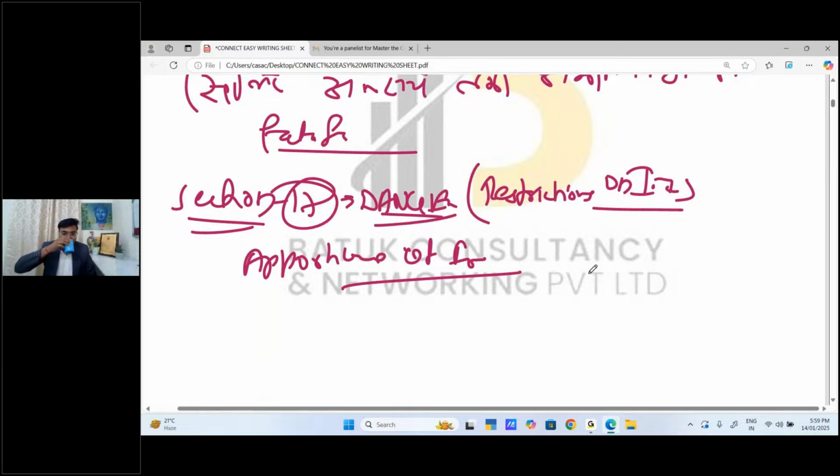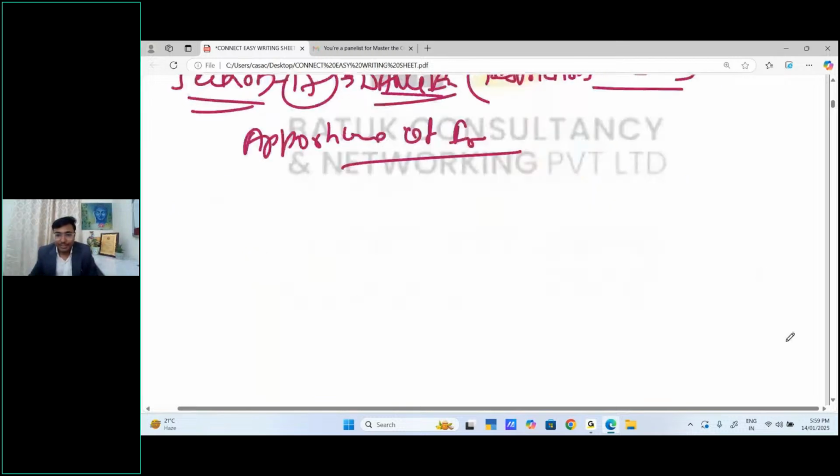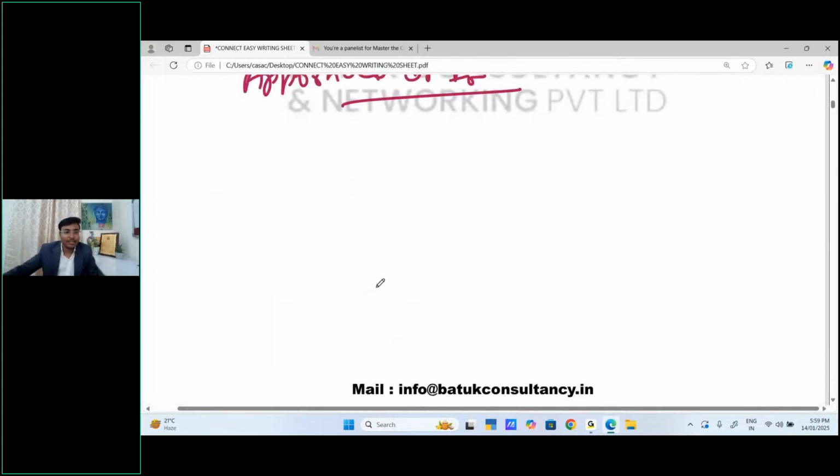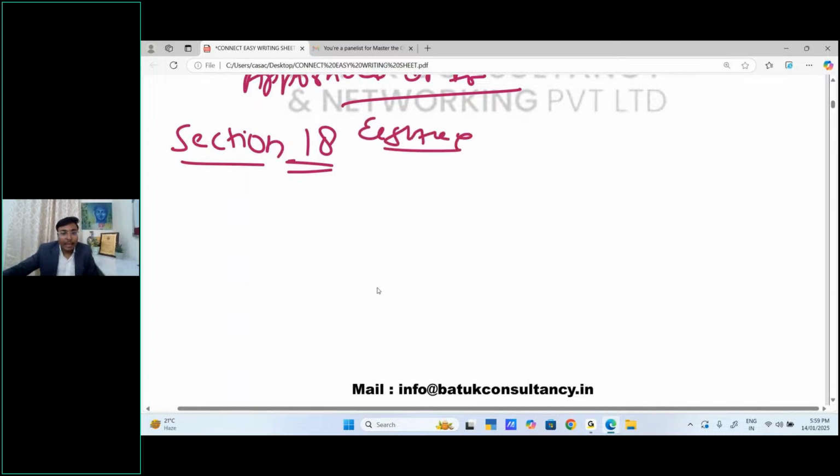Next, Satra Khatra Danger Zone: Restriction on ITC. Next section. Section number 18. Just try to interlink the word 18 with making happy.